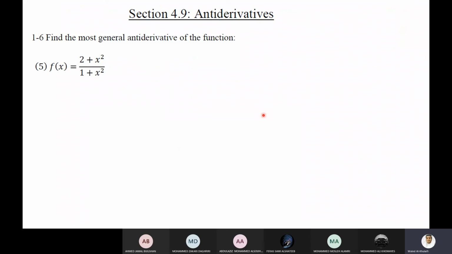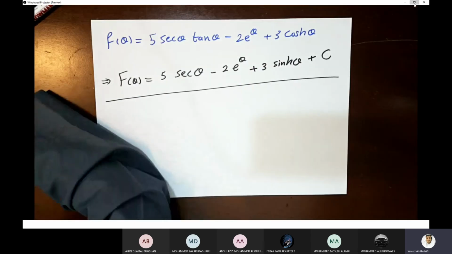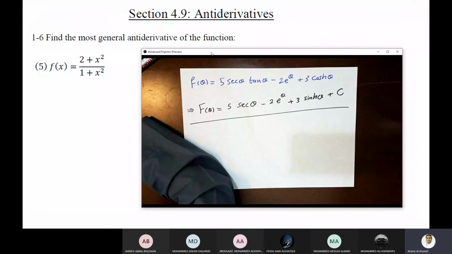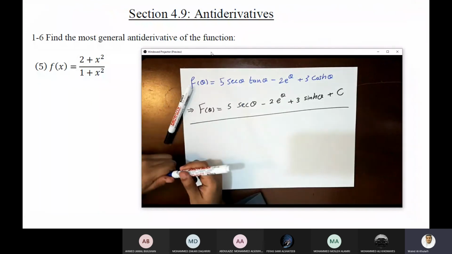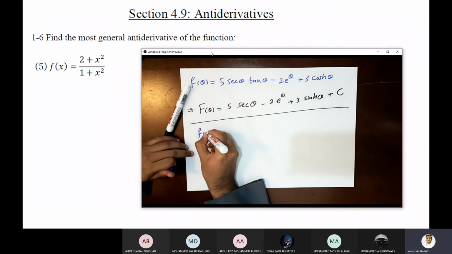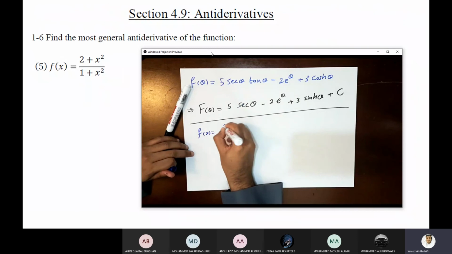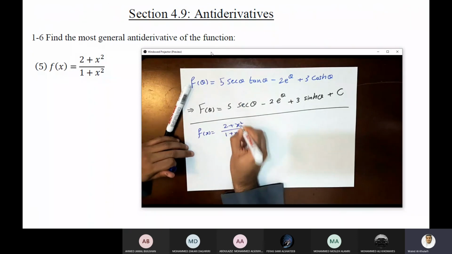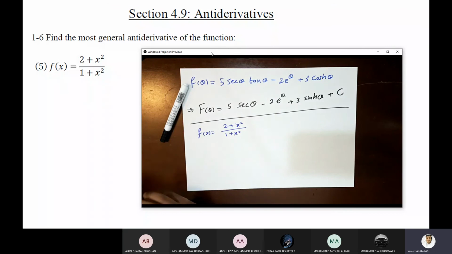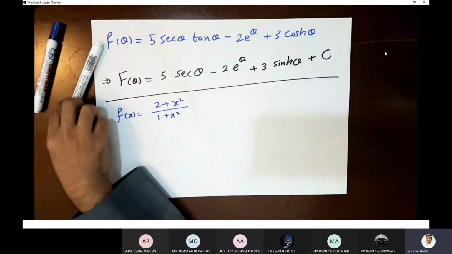Last one, guys. No, not the last one actually. This is before the last one. F of x equals 2 plus x squared over 1 plus x squared. I did not learn it from the table. This is not in the table. So how to find the antiderivative of this guy? What should I do?